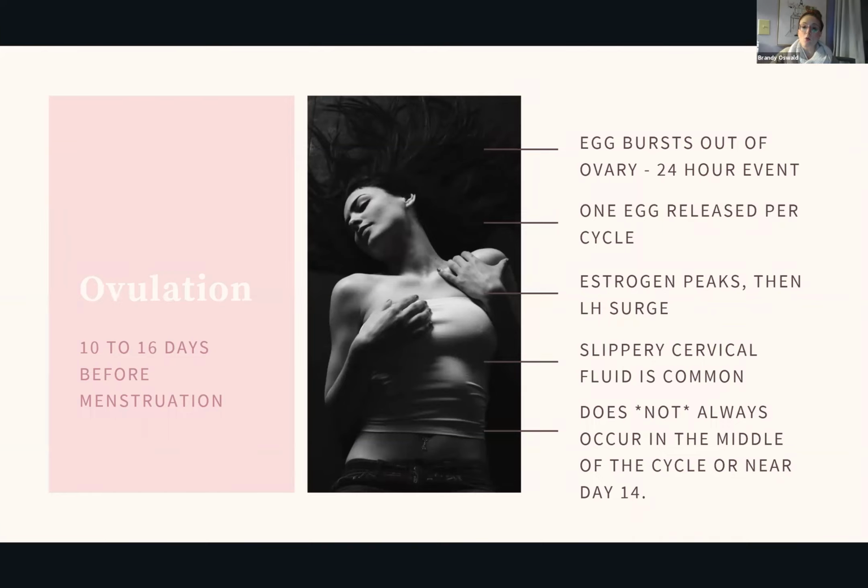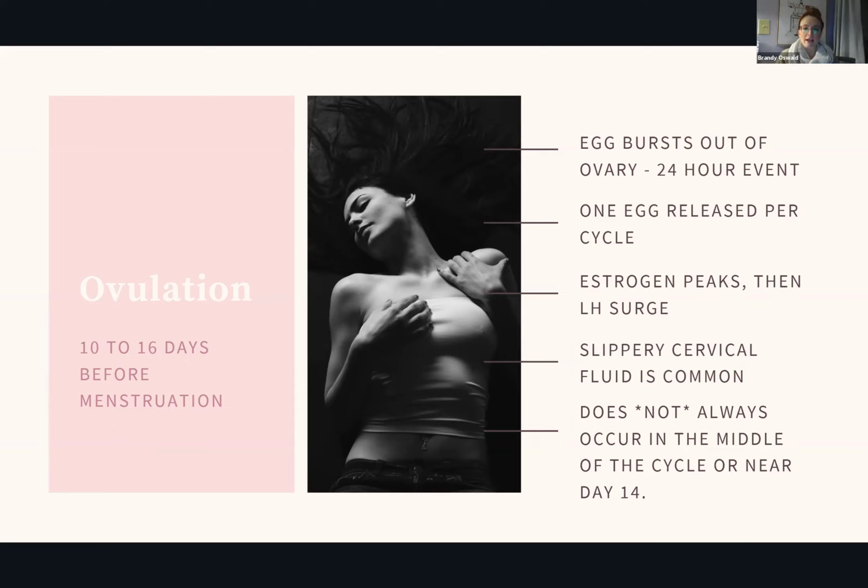During ovulation, one egg is released per cycle. It can be released from either ovary, and it doesn't necessarily alternate month after month. You can go right side, right side, right side, left side, right side, left, left, left. It can be a little bit all over the place.